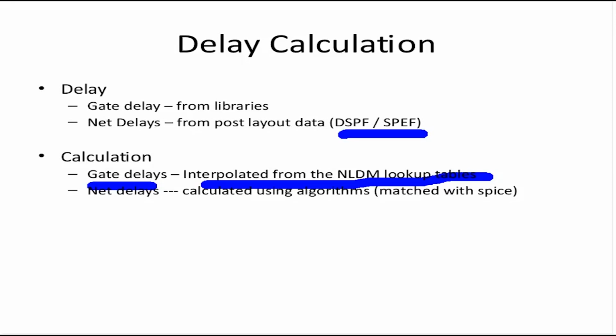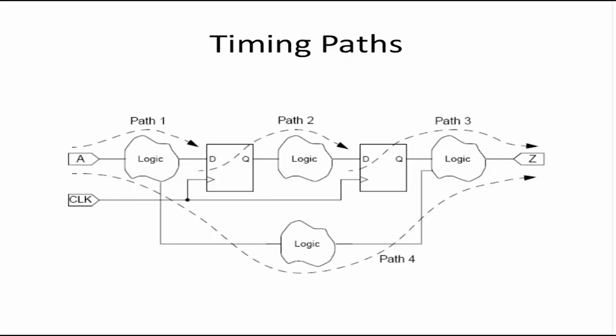So here the reference point is SPICE. But you don't have to worry about SPICE when you're doing STA. This is the job of the tool, not the job of the user. So the tool, for example PrimeTime, claims that the delay calculation is within some percentage of SPICE. So we'll just take their word for it and do our best, right? Let's take a look at the timing paths.